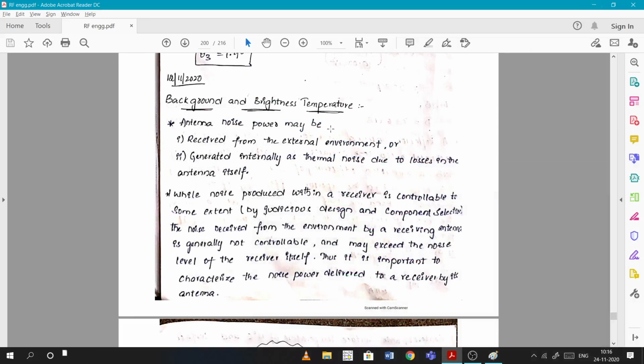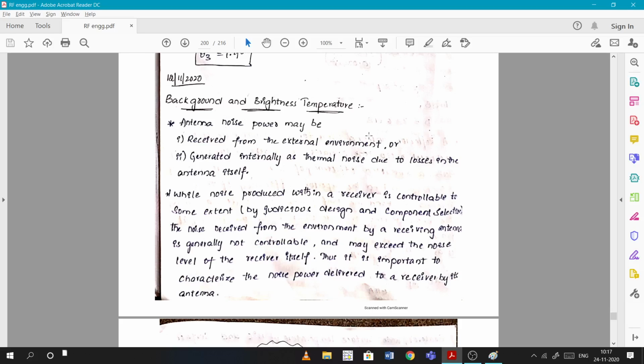Today let's see what is background noise and brightness temperature. Basically, background noise is antenna noise power that may be received from the external environment or generated internally as thermal noise due to losses in the antenna itself. Antenna noise is classified into two types: external noise and internal noise. External noise is caused by the environment; internal noise is caused by the equipment or the antenna itself.